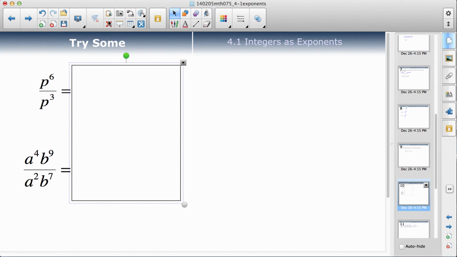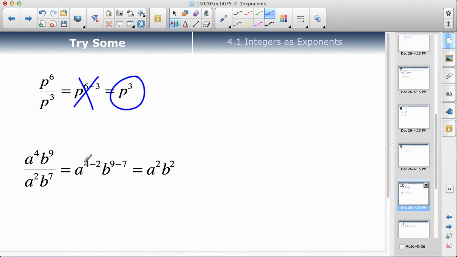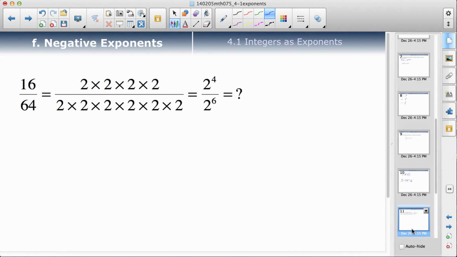Okay, so this first one I'll just reveal here. Dividing common bases, subtract their exponents, you get this. You don't have to write that middle step in there if you don't want to. You can just go right to there if you want. Here's one where I have more than one base there, and so these aren't common bases, so I can't add those. But these are common bases, and I'm dividing, so I can subtract those. So this would be a to the 4 minus 2, b to the 9 minus 7, so a squared, b squared. Again, if you don't want that step in there, perfectly fine to go right to there.